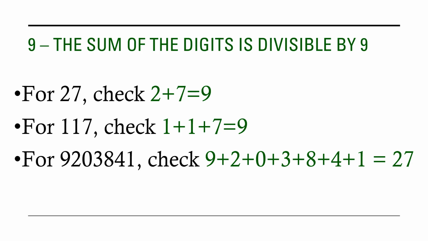For 9,203,841, I add up 9 plus 2 plus 0 plus 3 plus 8 plus 4 plus 1, and I get 27. Can you divide 27 by 9? Yes, you can, as previously mentioned. So you can also divide 9,203,841 by 9.